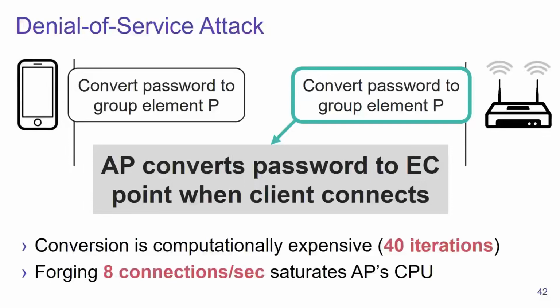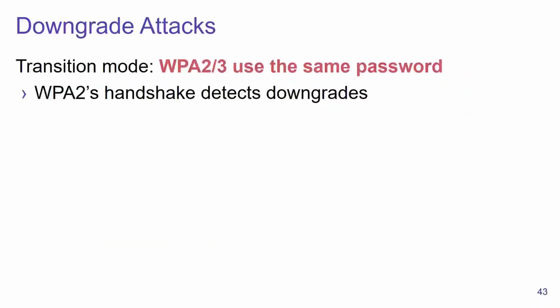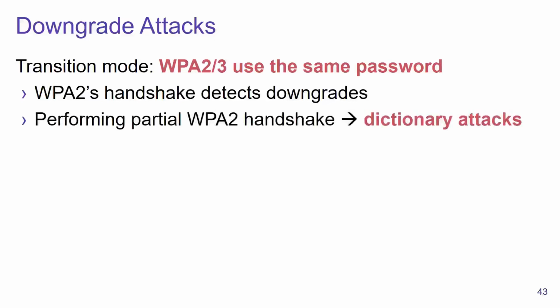The first one is a simple denial of service attack, and this is caused because every run of the hash-to-curve algorithm has to execute 40 iterations, and this is computationally quite expensive. Apart from this, we discovered a downgrade attack against networks that support WPA2 and WPA3 at the same time. And against these networks, we can trick a client into connecting using WPA2. And even though the handshake of WPA2 will detect the downgrade, the partial handshake that got executed already leaks enough information to perform a dictionary attack against WPA2.